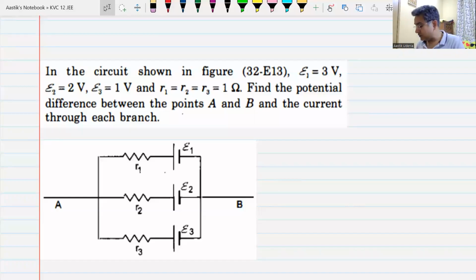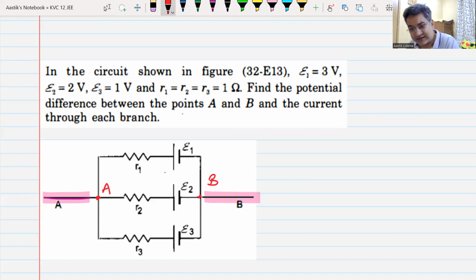So how are you supposed to do this? There is no current that is going to flow in the outer branch, I mean this one or this one. So we don't have to worry about these branches. Basically your point A comes here and your point B comes here. You can easily find out the value of VA minus VB. Let me call it V.